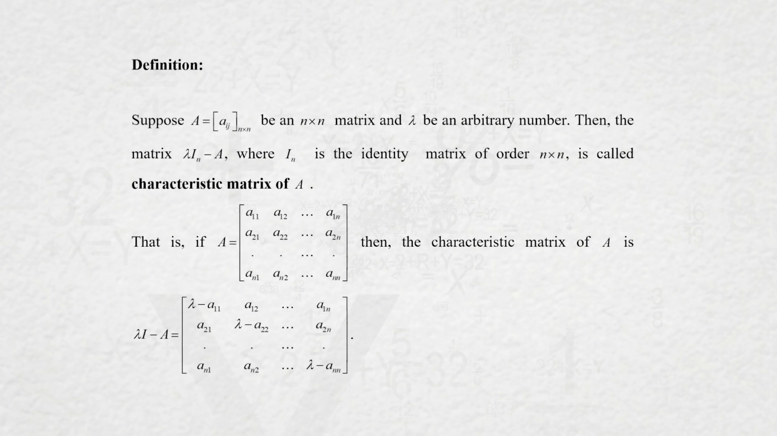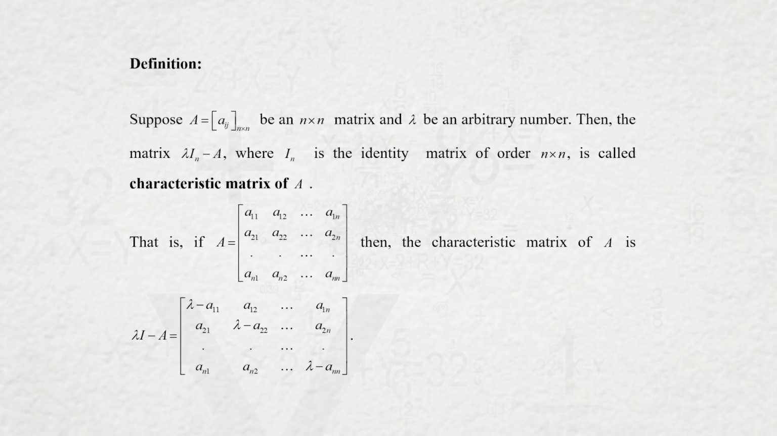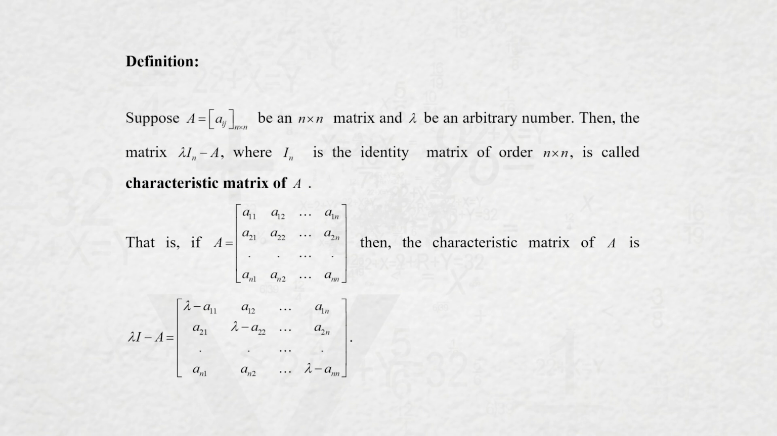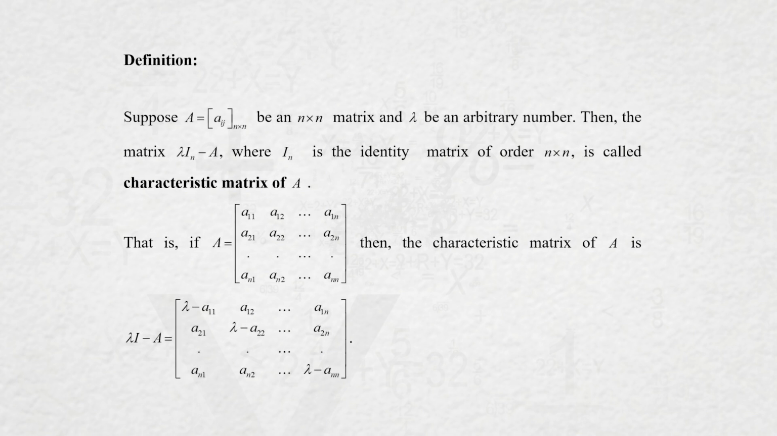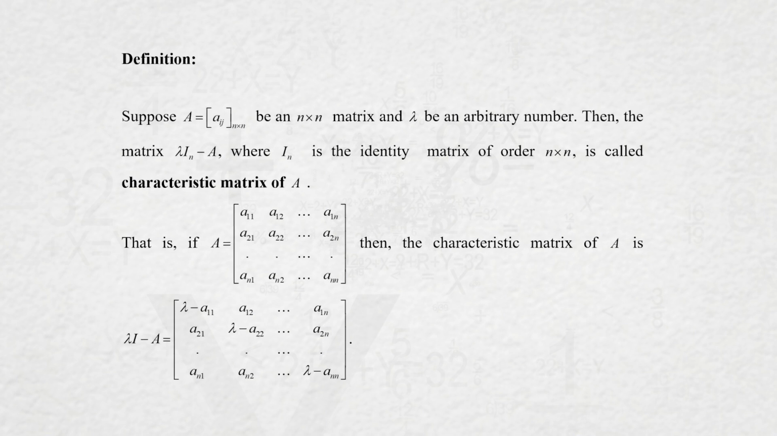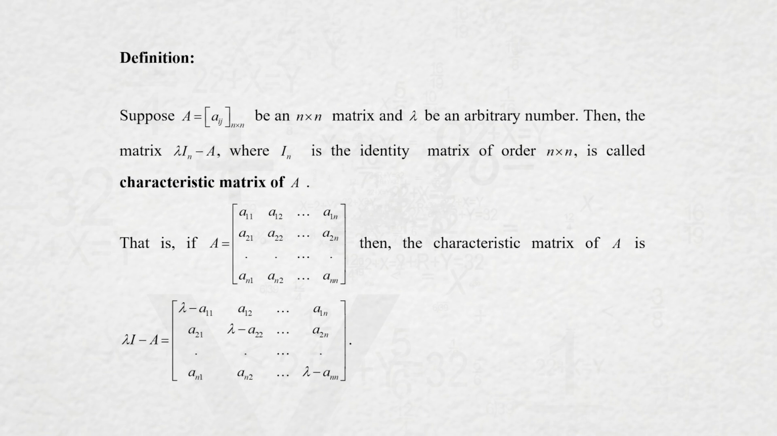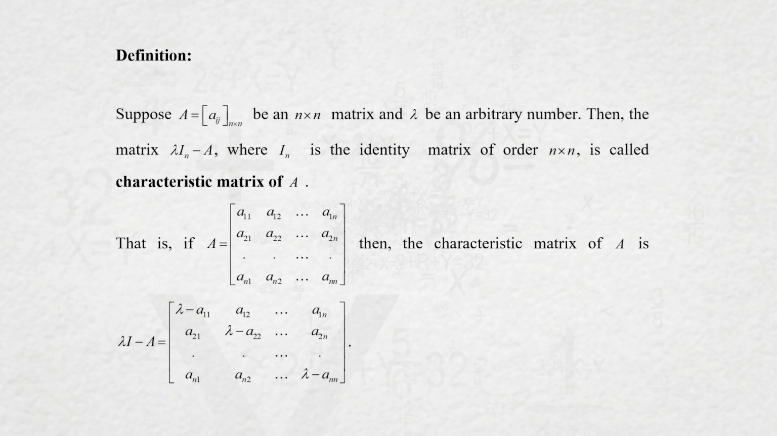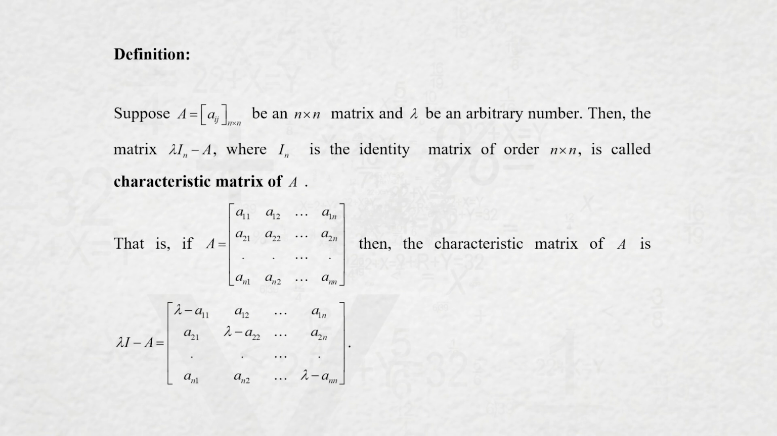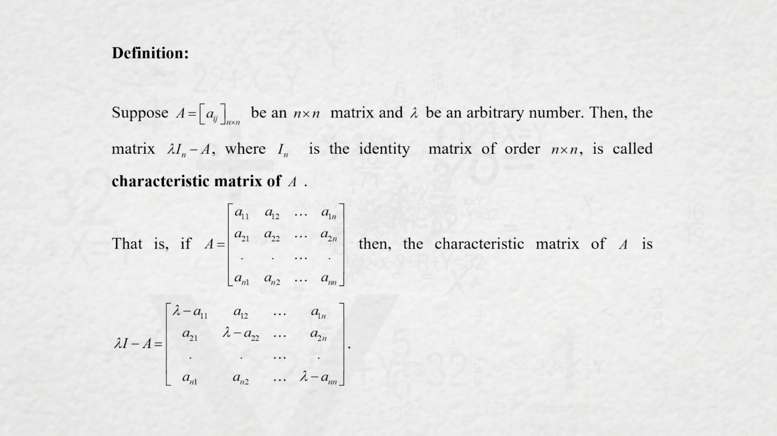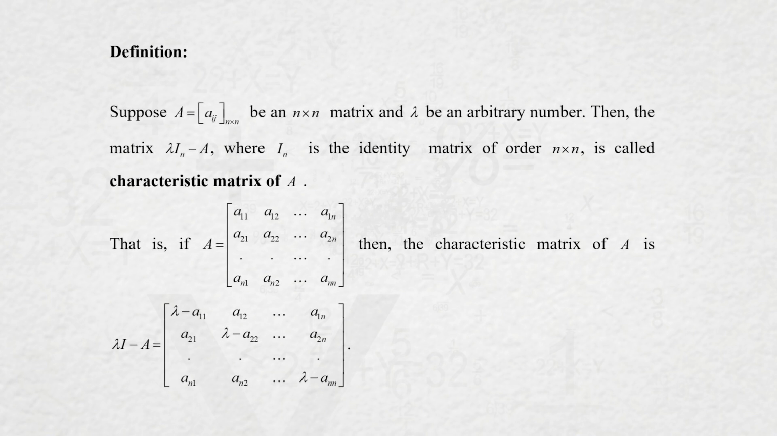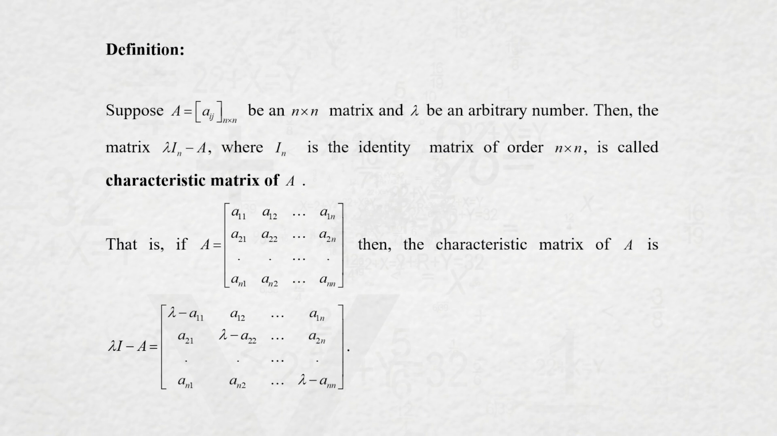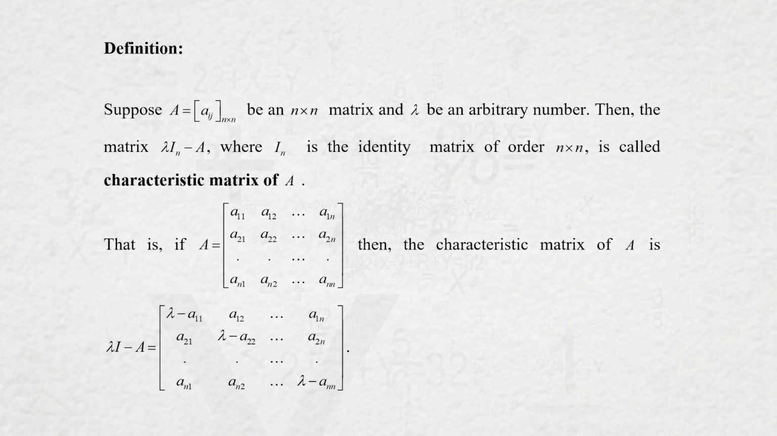Suppose A is a matrix, that is we denote that by Aij, an n by n matrix, and lambda be an arbitrary number. Then the matrix lambda In minus A, where In is the identity matrix of order n by n, is called the characteristic matrix of A. That is, if A is equal to A11, A12 etc. A1n, similarly it goes till An1, An2 etc.